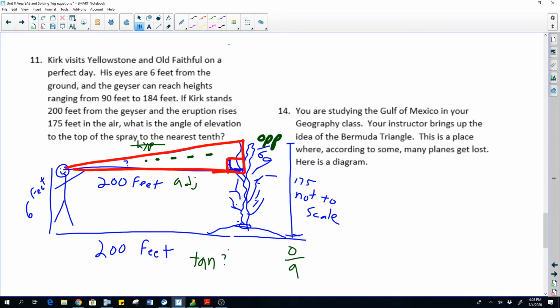Tangent of some angle, some degree, we don't know, equals opposite 169 over 200. That's how we set up our problem. So now we have to figure out what the question mark is by getting tangent to the other side. How do we do that? We do the opposite of tangent, which is inverse tangent. So the question mark is equal to the inverse tangent of 169 over 200.